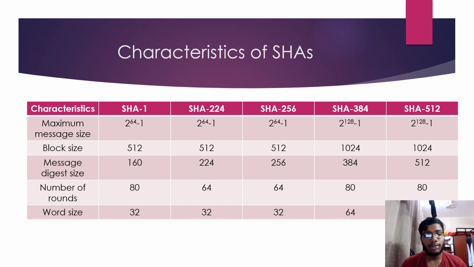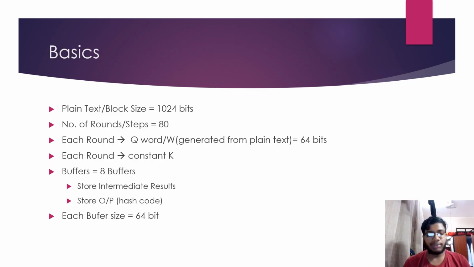The number of rounds used here is 80, and then we will use something known as words. SHA makes use of words. We will see what words are, and each word is going to be 64 bits. There are totally 80 rounds, and each round will make use of a word. So there are totally 80 words, each of size 64 bits, that will be generated. So these are the characteristics which we will be discussing.